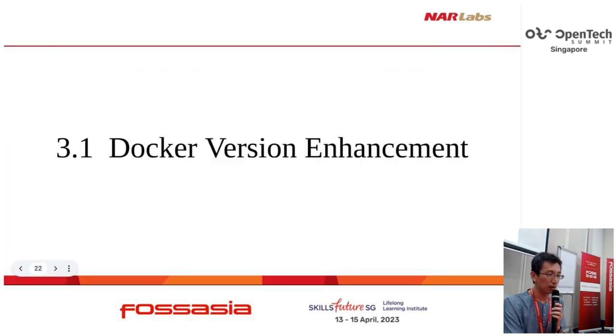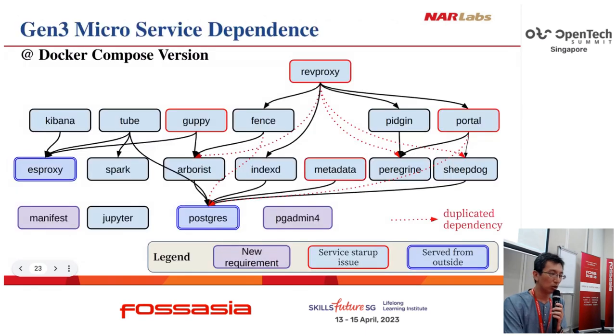So we talk about the Docker Compose enhancement. In this slide, we can see the original Gen3 microservice dependency. You can see some of the microservices have duplicate dependencies. It causes service startup to become unstable, so we want to fix it. The second part is we want to separate some microservices to the outside so we can use the powerful resources from the external. The third one, we want to add some new functions into the Gen3 cloud system. It will be easy for us to maintain it.